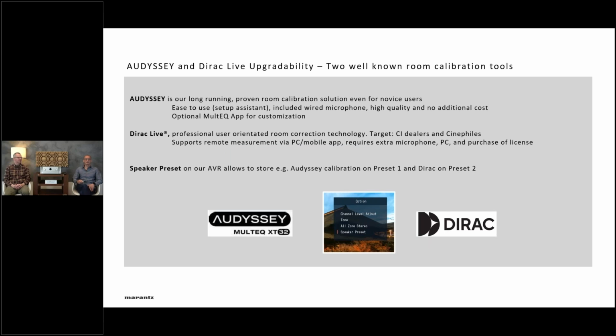So let's have a quick look. I already mentioned Audyssey and Dirac. We have both in our products. Both help to improve the performance. You can store the calibration files of Audyssey and Dirac in parallel. We have the speaker presets in our products, so, for example, you can put an Audyssey calibration on preset 1 and the Dirac calibration on preset 2. That's most likely not the practical way for the end consumer, but might be interesting for you to compare these different settings.